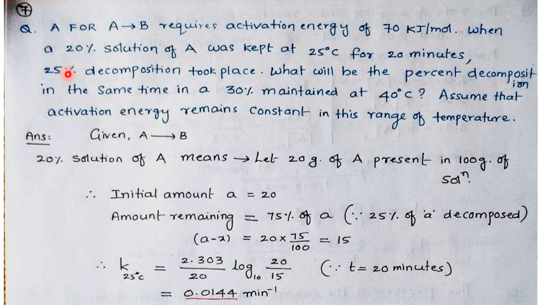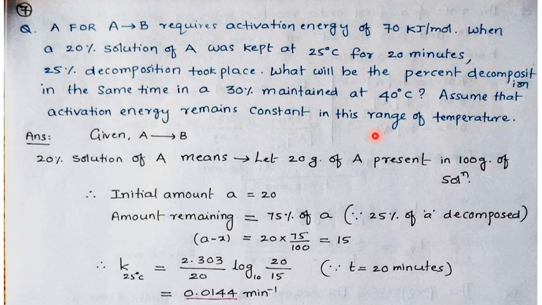See the question. A forward reaction A to B requires activation energy of 70 kilojoule per mole. Activation energy is given to you. When a 20% solution of A was kept at 25 degrees centigrade for 20 minutes, 25% decomposition takes place. What will be the percentage decomposition in the same time in a 30% solution maintained at 40 degrees centigrade? Assume that activation energy remains constant in this range of temperature.